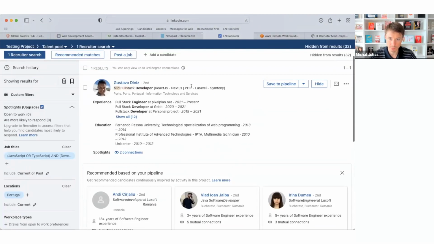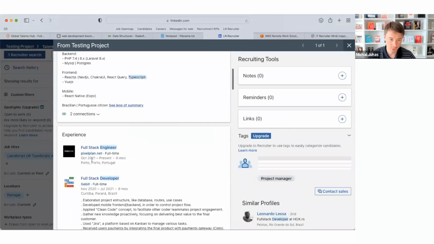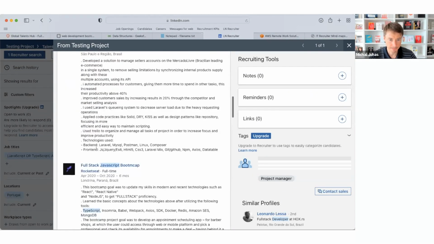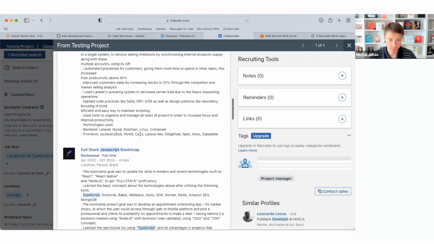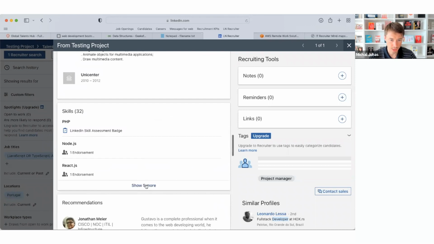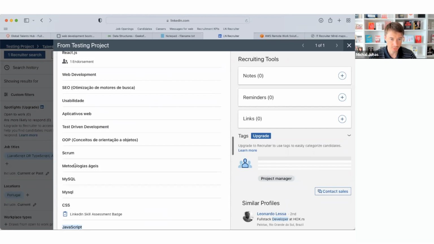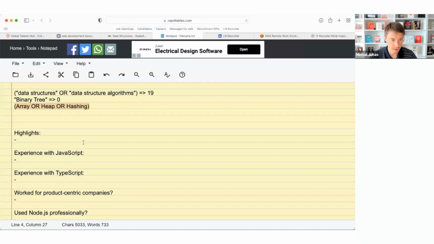Middle Fullstack developer, PHP Laravel Symfony. Yeah, but we are looking for TypeScript, not really a PHP developer. Oh, he uses it on the backend. Okay, but let's see what else he has on his profile. Test-driven development. No. JavaScript, Agile. Okay, so he doesn't really have this. So better would be just to write data structure algorithms.